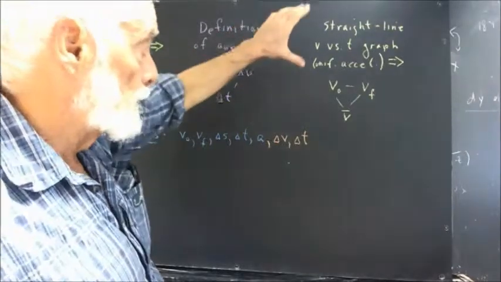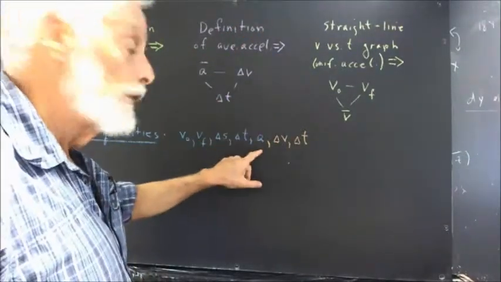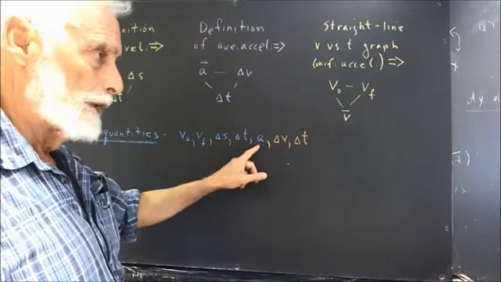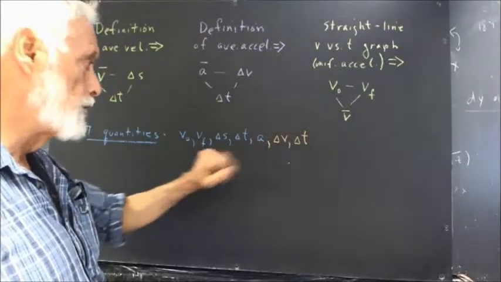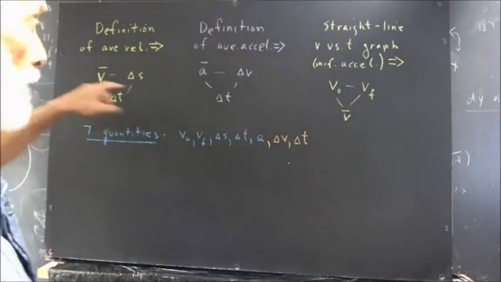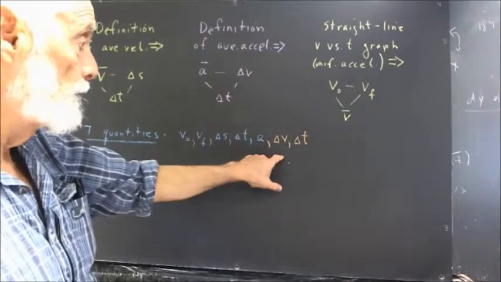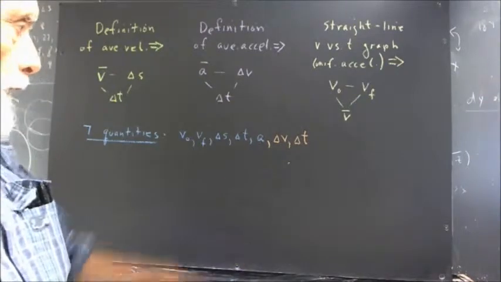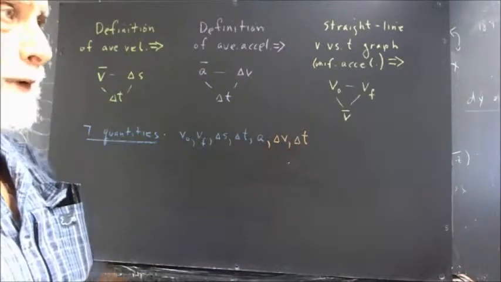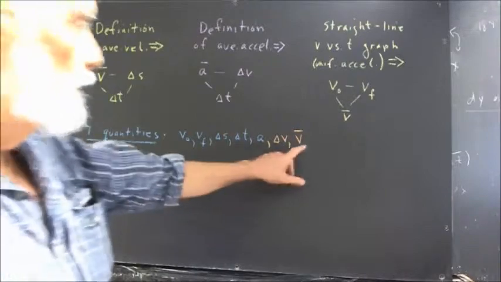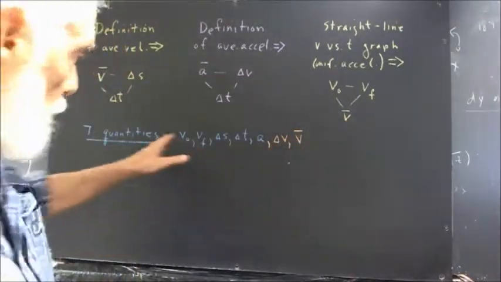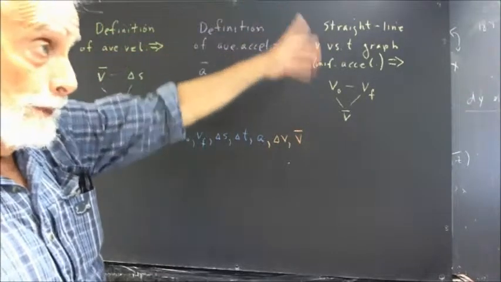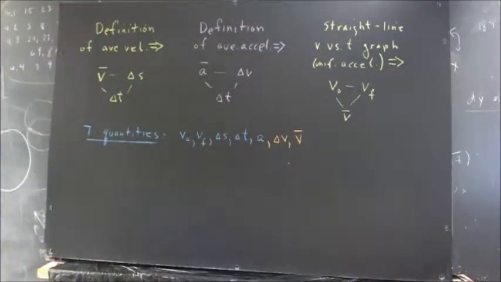When we combine it with a straight line v versus t graph, we can remove the bar because the slope of the straight line graph is always the same, and that's what represents the acceleration. It's unchanging. And then we have also delta v here, and I've got delta t also, and that's a mistake. That should be v bar, so I'm going to make that correction. So we have v bar, which appears here. Those are the 7 quantities that we get when we apply these definitions and the implications of the straight line v versus t graph.